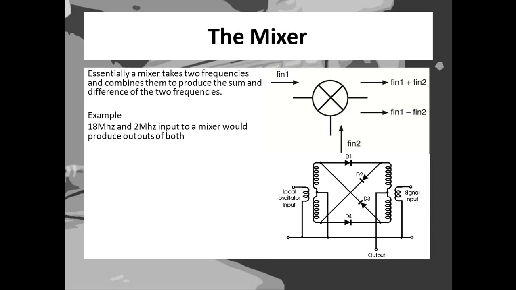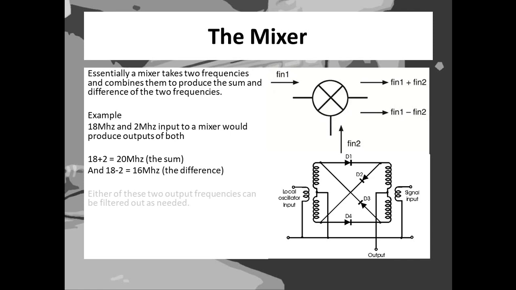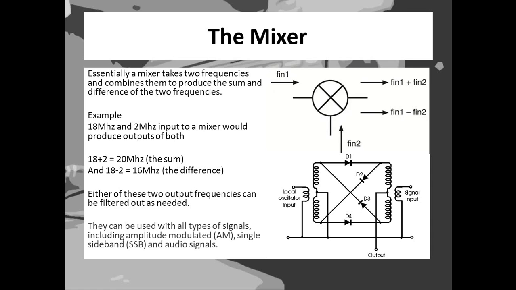So if you had 18 megahertz and 2 megahertz input into a mixer, what would you end up producing? Well, you could produce the sum, so 18 plus 2 is 20 megahertz, or the difference, 18 minus 2, is 16 megahertz. So either of these two output frequencies can be filtered out as needed. So if you had an 18 megahertz and 2 megahertz source, you could end up making 20 or 16 megahertz, and then just filter out which one. In fact, you'll end up making both of them at the same time. You just filter out the one that you don't need.